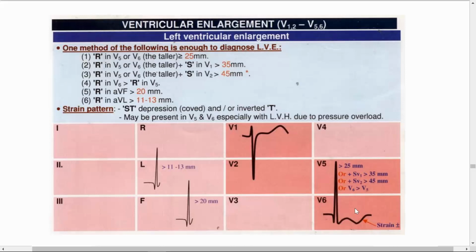Strain pattern, not ischemia. This is not ischemia. It is strain from the pressure overload over the LV wall. Okay. Clear?